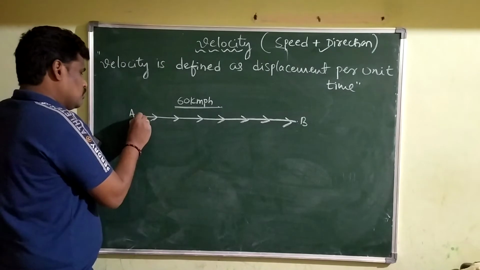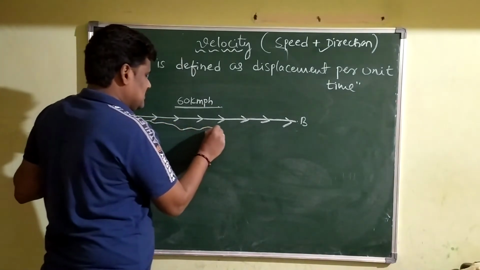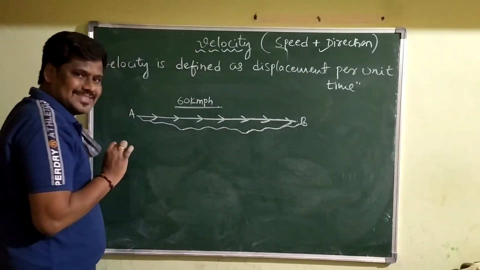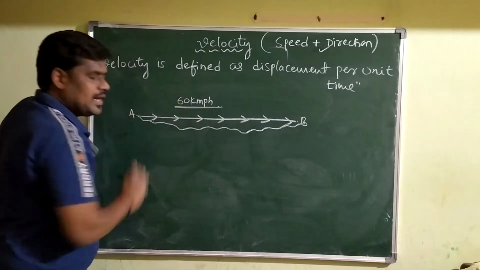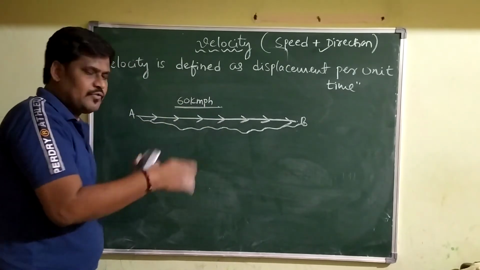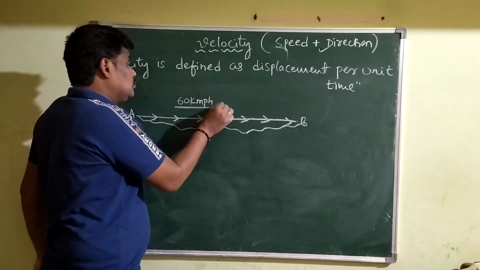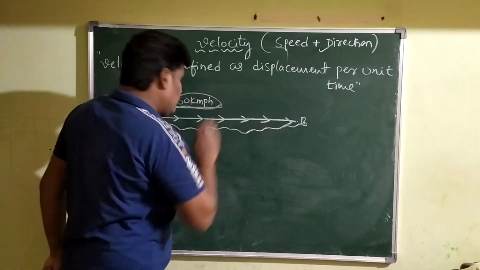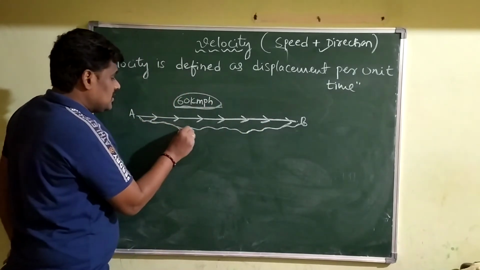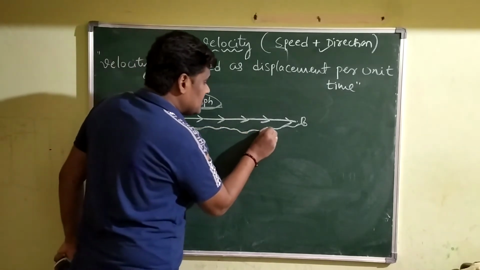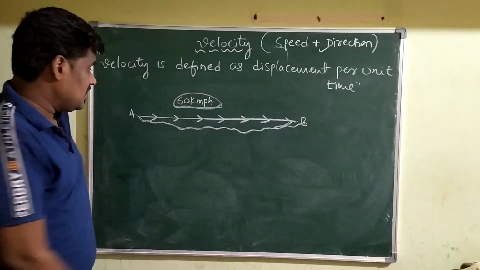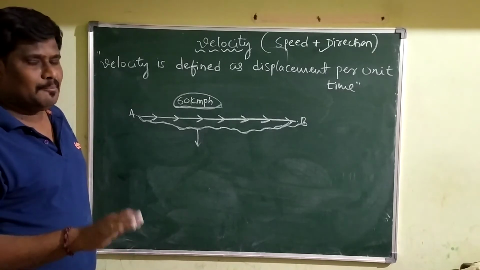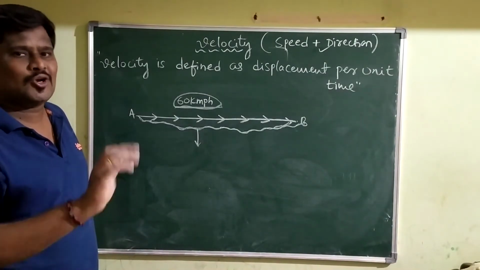Suppose the motion of the bus from A to B is like this, zigzag. It is not going to move along one particular direction. The direction of motion of the bus is continuously changing, even though its speed is constant. The bus is moving with the same speed from A to B, but the direction of motion is continuously changing. Then I can say that in this case, the bus is moving with uniform speed, but its velocity is not uniform.